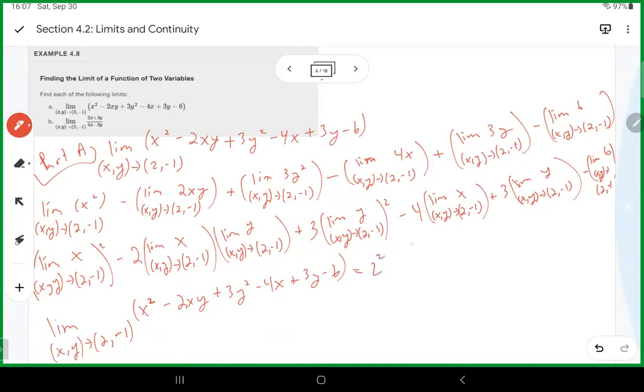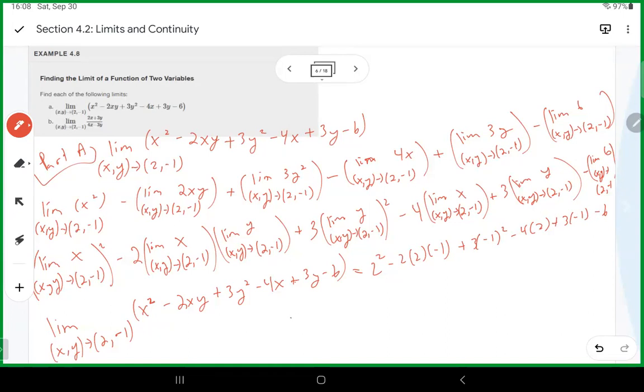2 squared, because we have to plug everything in now, right? So 2 squared minus 2 times 2 times negative 1 plus 3 times negative 1 squared minus 4 times 2 plus 3 times -1 minus 6.